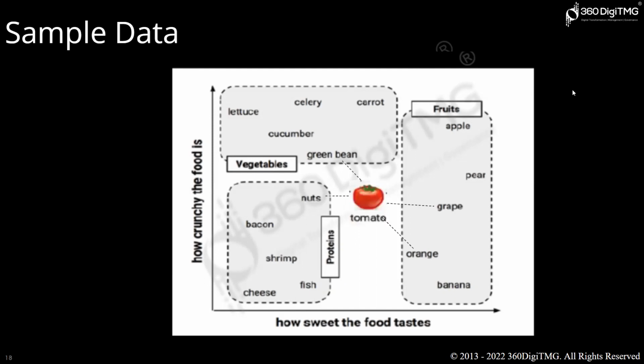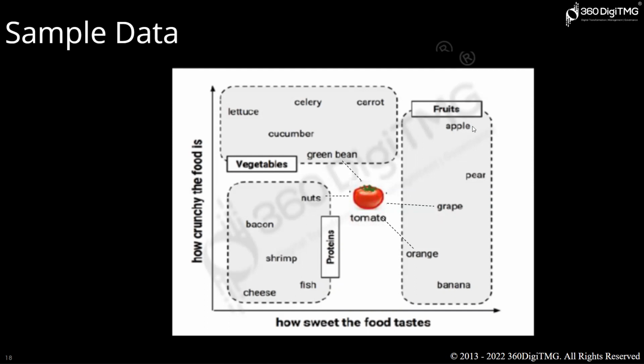So moving on, we are going to see how this tomato is being given to all. You can see the tomato has been given for nuts, green bean, grape, and orange. So it is considered as being fruits also, vegetables also, and it has proteins also. Right? We know that this tomato has everything. It is sweet, it is crunchy, and it's going to give us protein too. Okay, so let me explain this further.